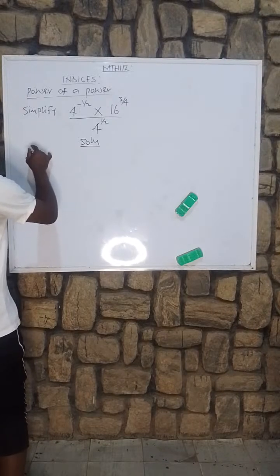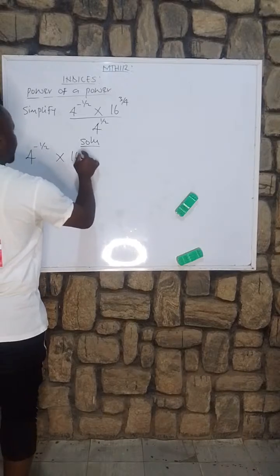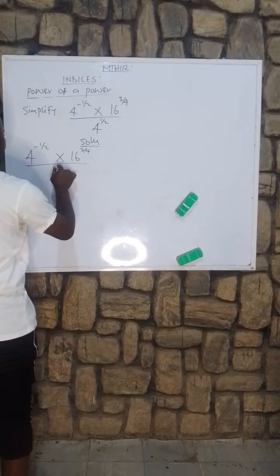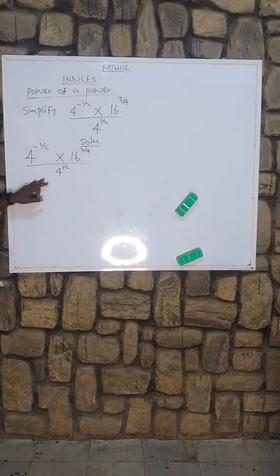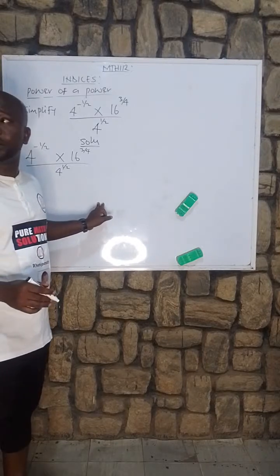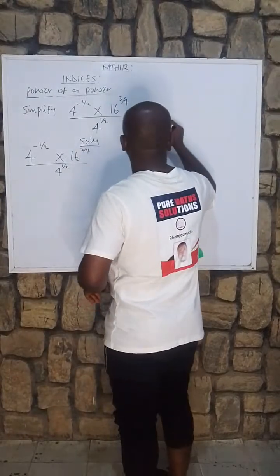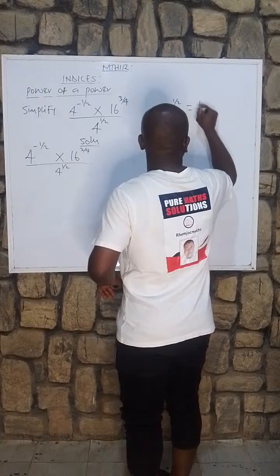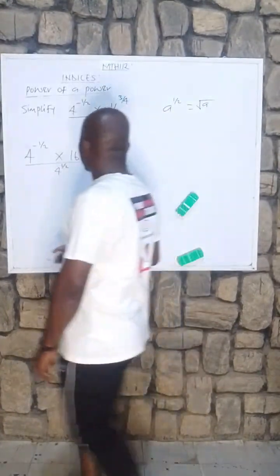4 raised to the power of minus 1 all over 2 times 16 raised to the power of 3 all over 4, all over 4 raised to the power of 1 all over 2. It's simple as ABC. What I will advise you, go back to what we have done so far. I told you that when we have a raised to the power of 1 all over 2, this is the same thing as square root of a. True or false? Okay?